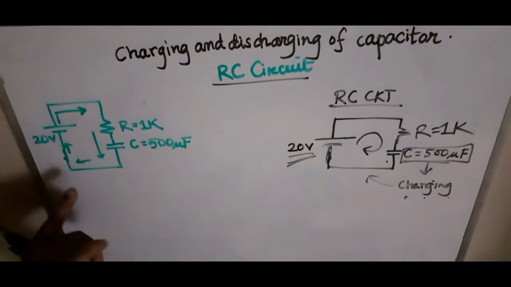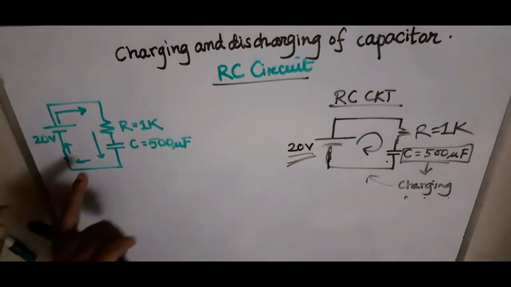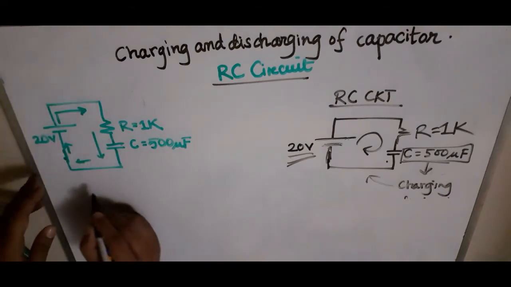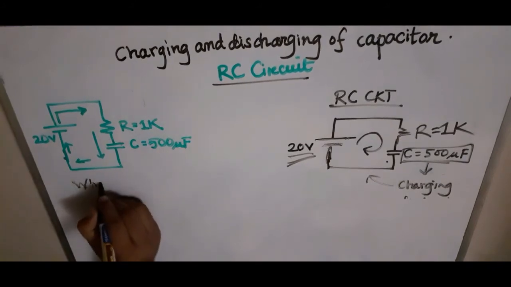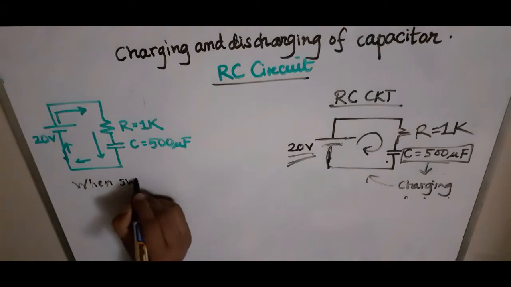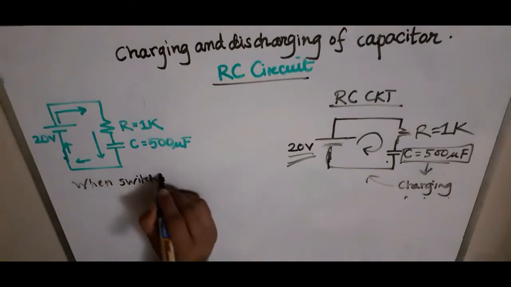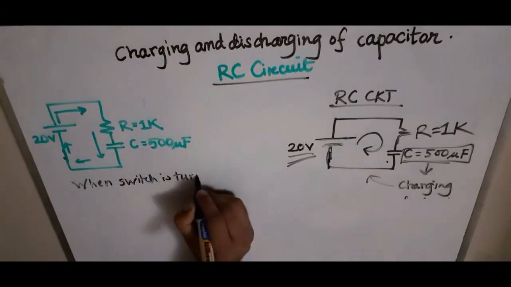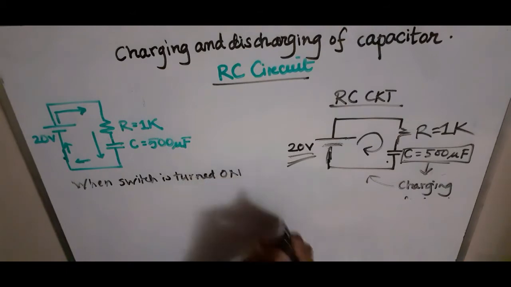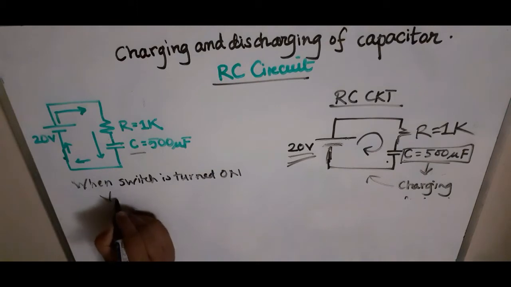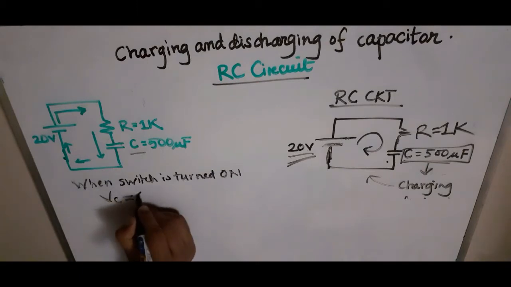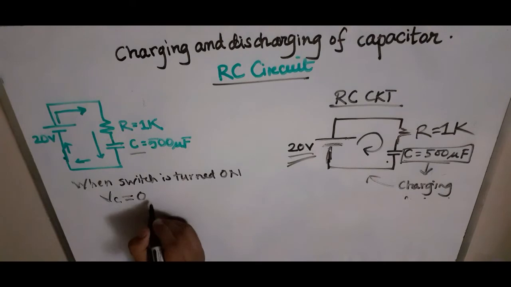Just the moment the switch is turned on, the current starts flowing. Let me write this down. When the switch is turned on, at that moment the voltage across the capacitor should still be 0. You need to remember this one.